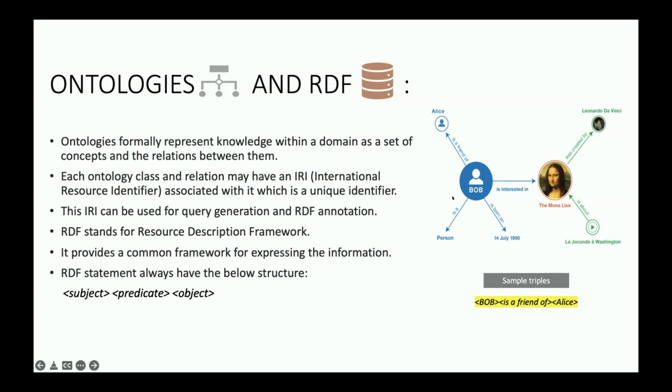Let's take an example from the figure shown here. So Bob and Alice are considered as two entities or two classes, and 'is a friend of' is a relation between these two. So if we take this as a triple, 'Bob is a friend of Alice' can be split into subject, predicate, object as shown here.